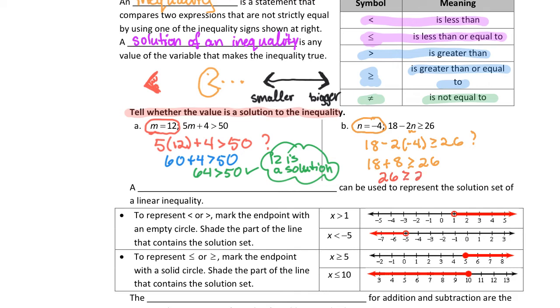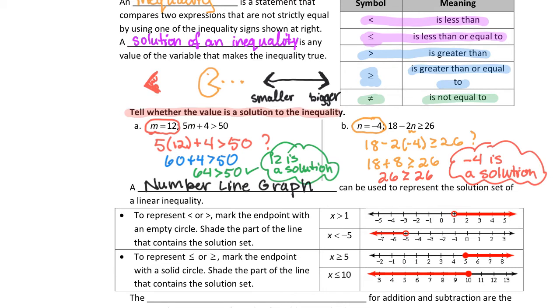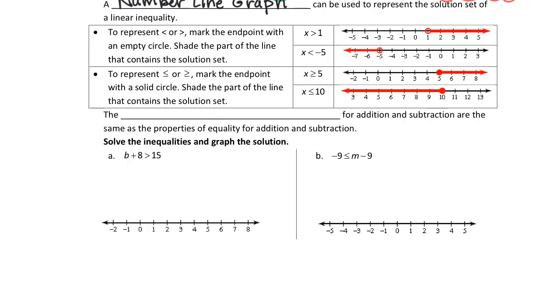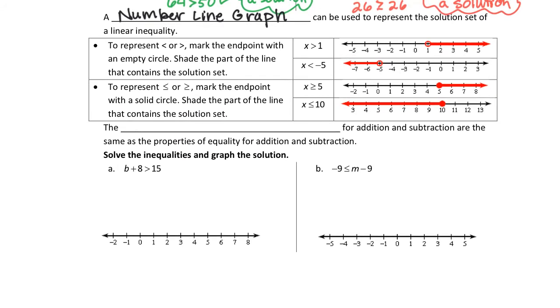So is it greater than? No, but is it equal to? Yes. So negative 4 is a solution to this inequality. A number line graph can be used to represent the solution set of a linear inequality. Let's look at some examples of different number line graphs.